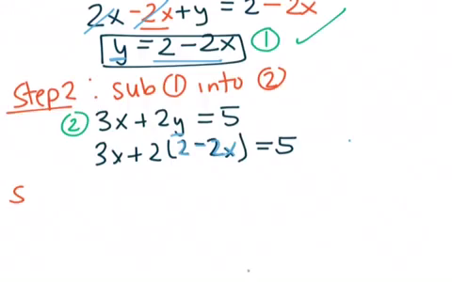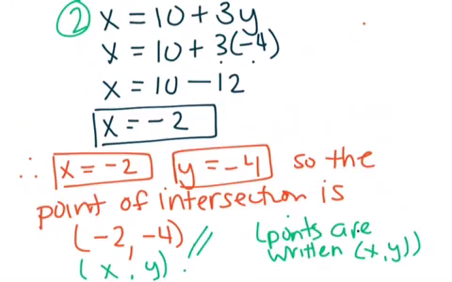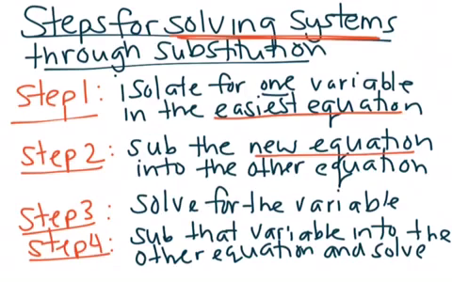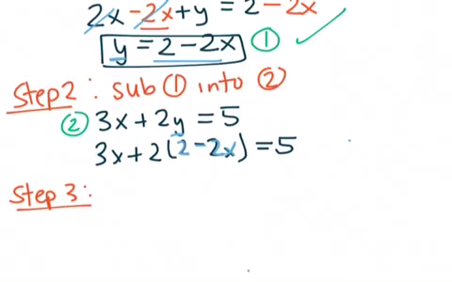Let's write step 3 now. What is step 3? Let's go back. Step 3 says solve for the variable. Okay, we can do that. So step 3, we're going to solve for the variable. In this case, the variable is x. Here we go. So the first thing I see I can do is distribute this 2 into here. So that's what I'm going to do.